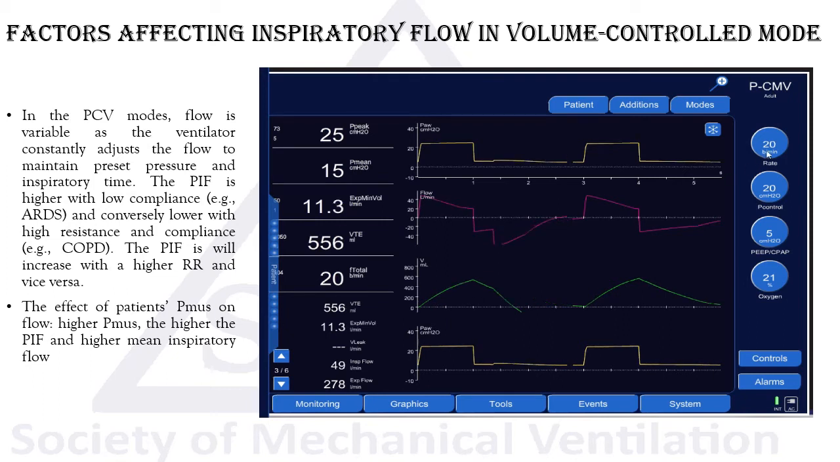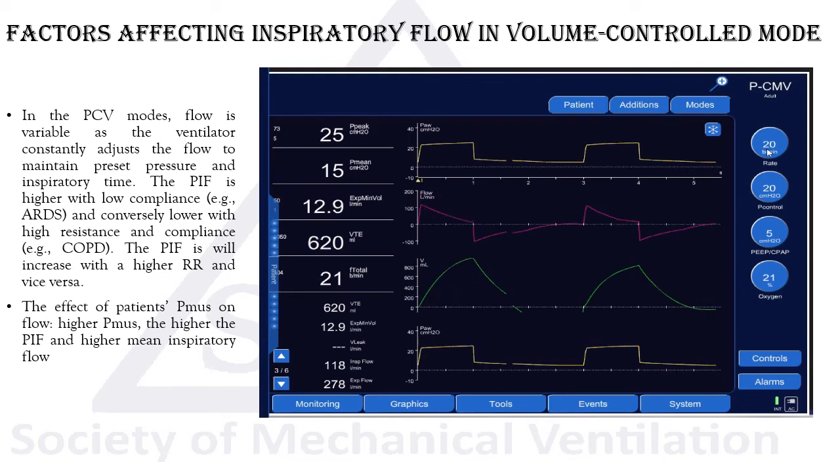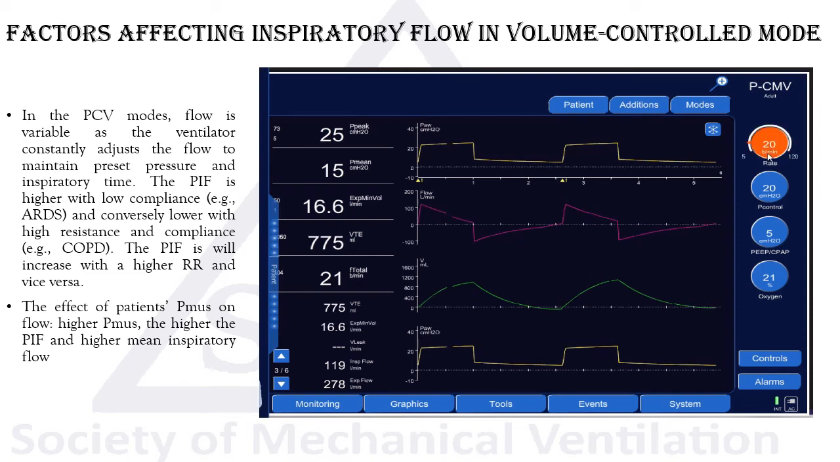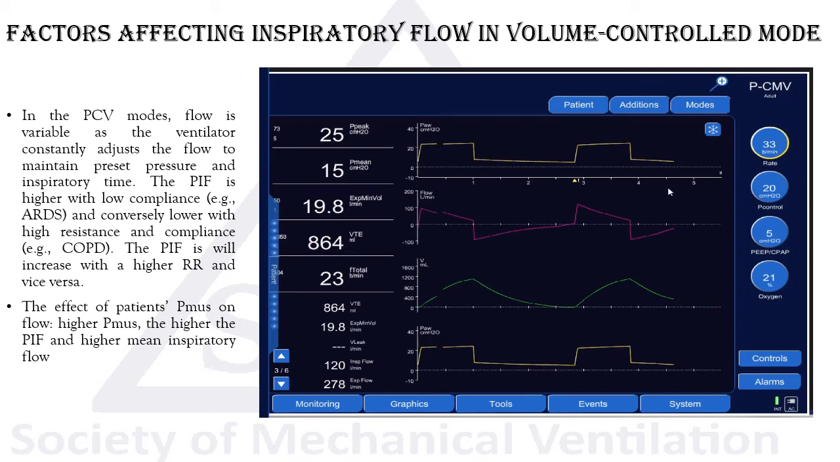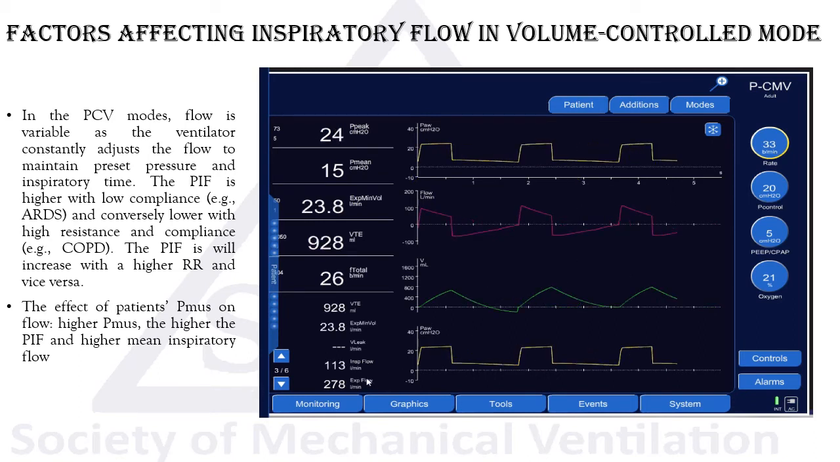Let's examine what happens when the respiratory rate changes. We'll just let it settle down. Let's make him breathe a little bit faster, 33. So here the inspiratory flow went up a little bit, and of course the inspiratory time dropped because this is a set I to E ratio.